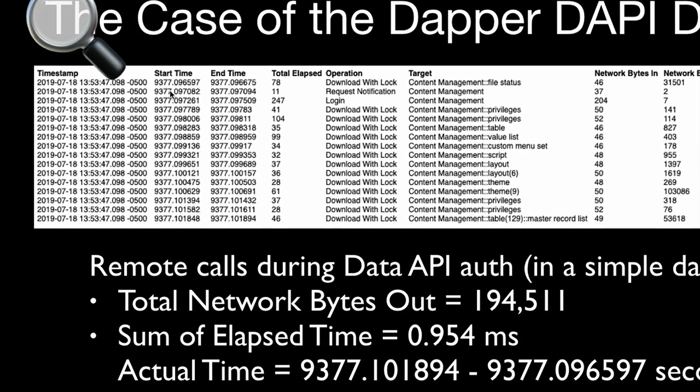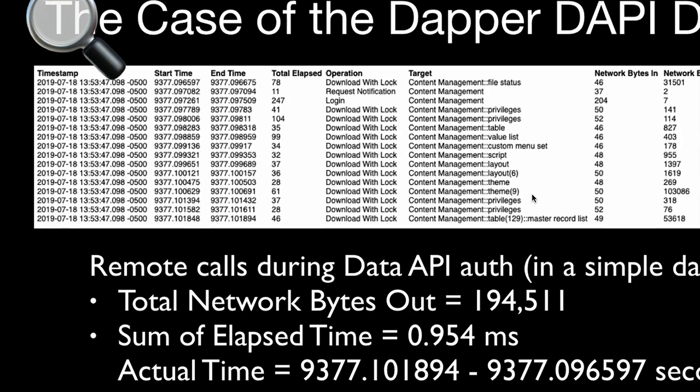So this is data coming from the TopCallStats.log. And basically, we used an idle server, and we were not using this particular client's database. We just used a starter solution, the content management starter solution, and hosted that database. And we made a call through the data API to log into the data API. So we look at the TopCallStats.log, and these are the calls, the remote calls that occurred during that login. And so there's a few things that are important to understand about what's going on here.